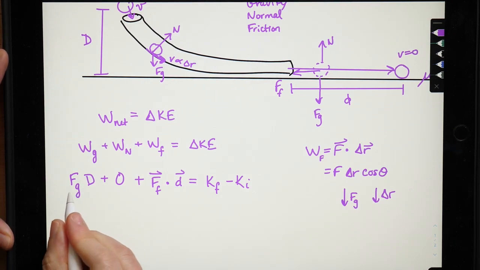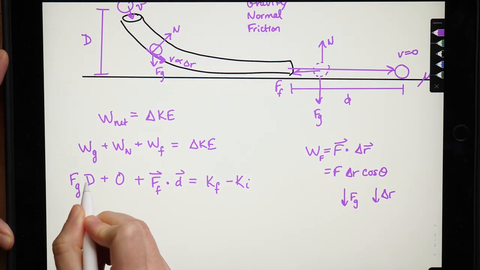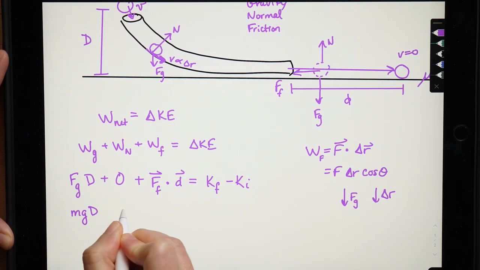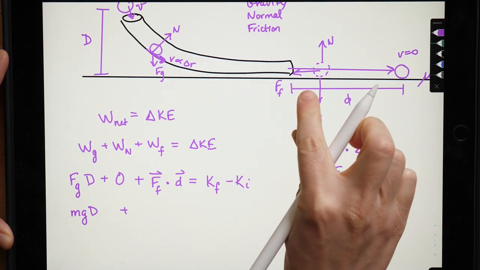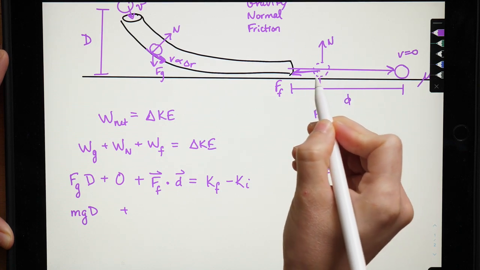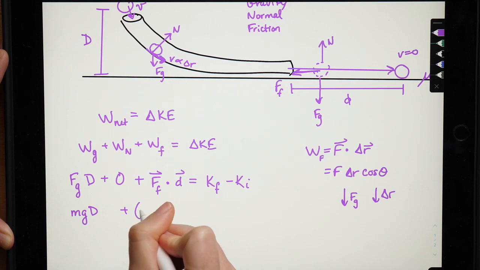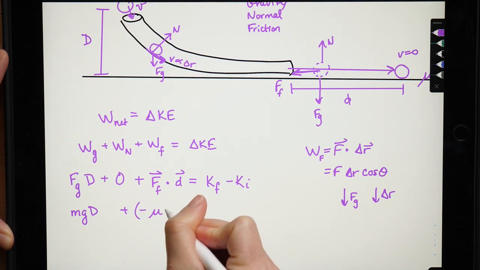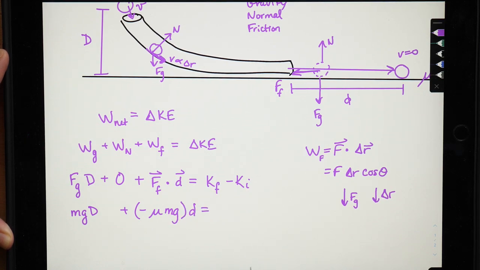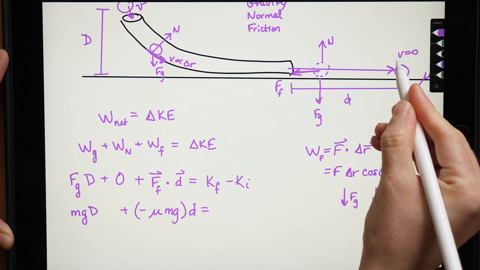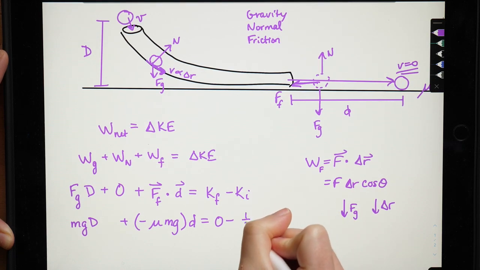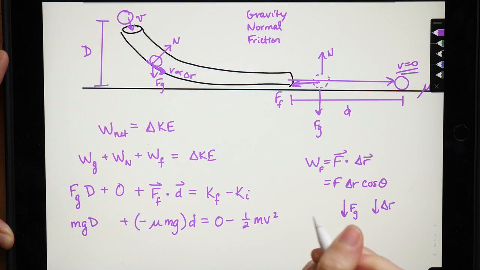Okay, so the force of gravity is in the same direction as d, so that's a positive work. So we just have mgd. The force of friction is this way, but the displacement is to the right. So this has to be negative work. So we actually have to subtract mu times the normal force, which in this case is mg, times d. The final kinetic energy is 0 because it's not moving at the end. And the initial kinetic energy is 1/2 m v initial squared.